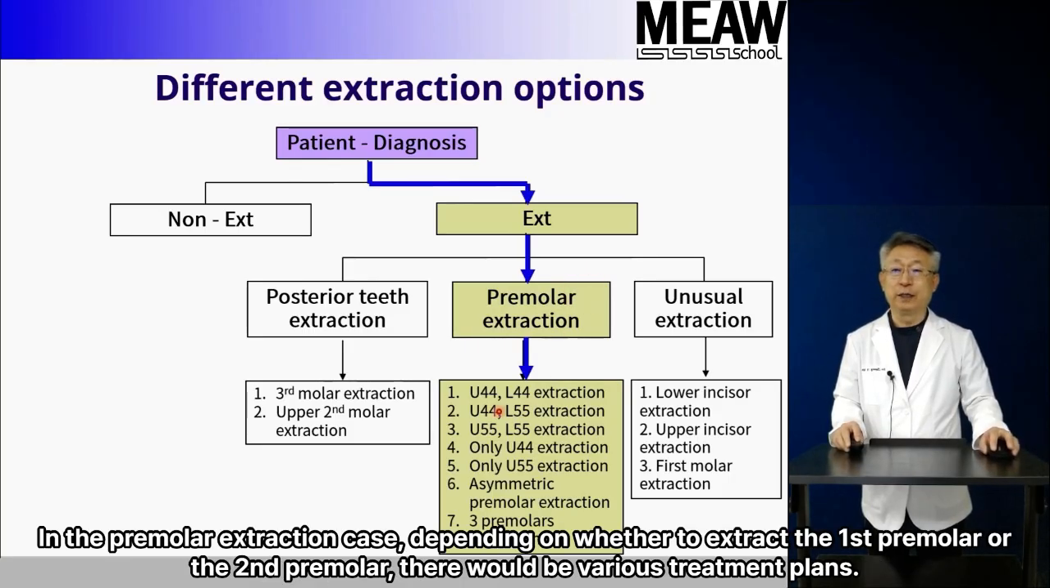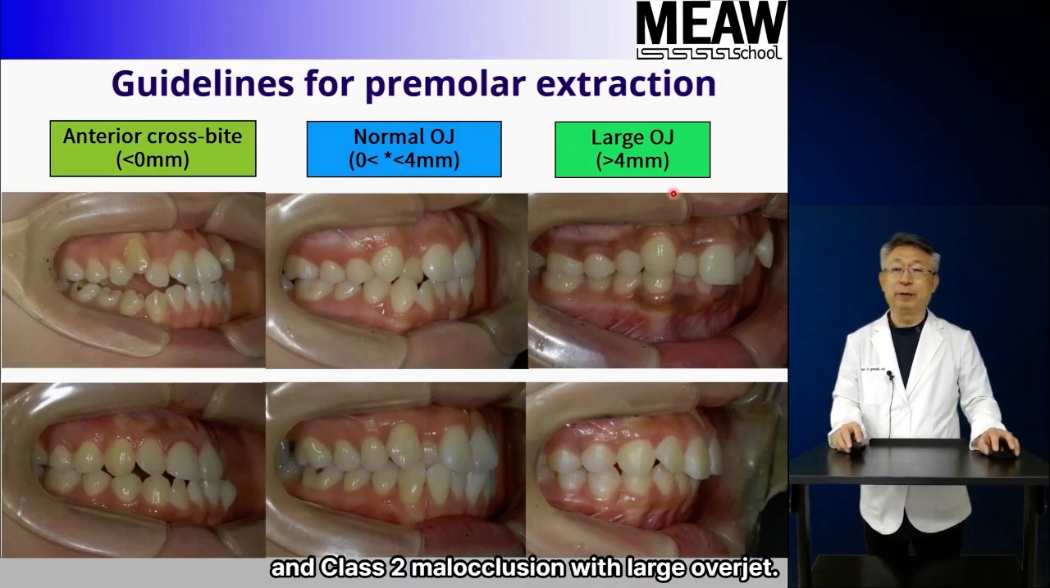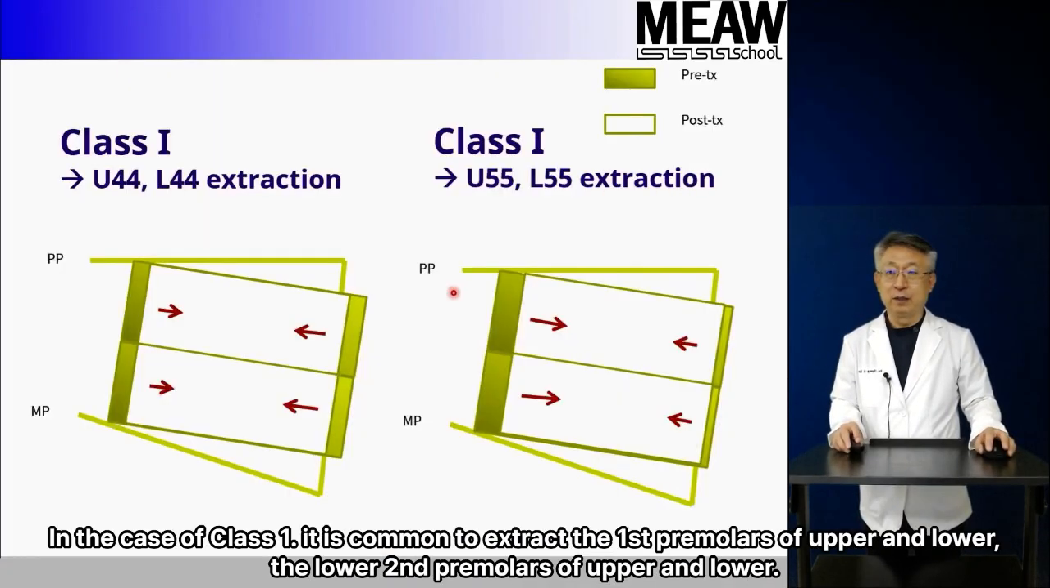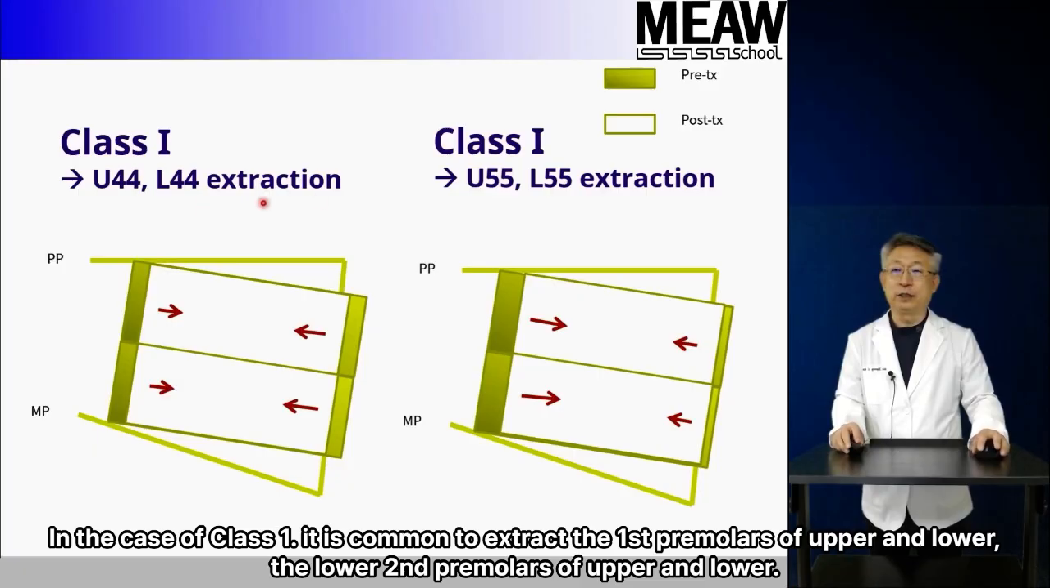In the premolar extraction case, depending on whether to extract the first premolar or the second premolar, there would be various treatment plans. To make it easier to understand, we are going to separate the cases into anterior crossbite, normal overjet, and class 2 malocclusion with large overjet. In the case of class 1, it is common to extract the first premolars of upper and lower, or the second premolars of upper and lower.